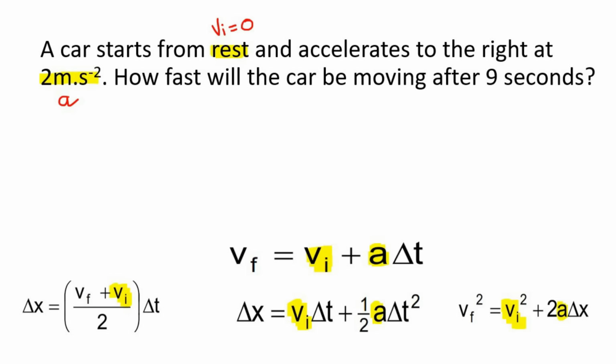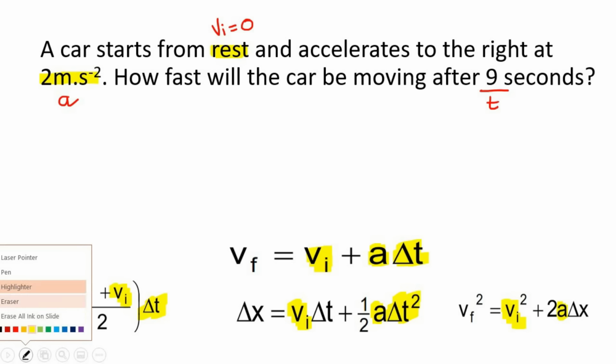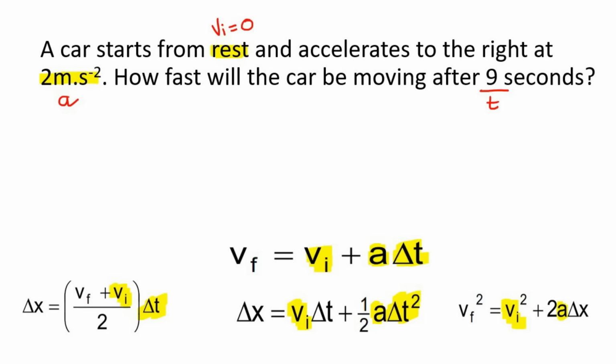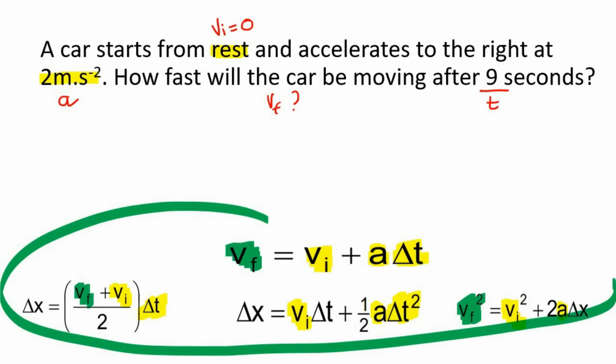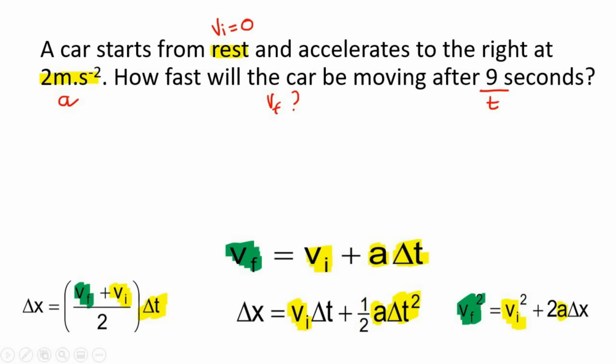How fast will the car be moving after 9 seconds? They gave us time, so go highlight all of the time, there and there. And then the question I want you to do in a different color: how fast will the car be moving? How fast? So they want to know, what is VF? So highlight that in a different color. VF, VF, and VF. Now I want you to look at these 4 formulas and see which formula has everything highlighted.